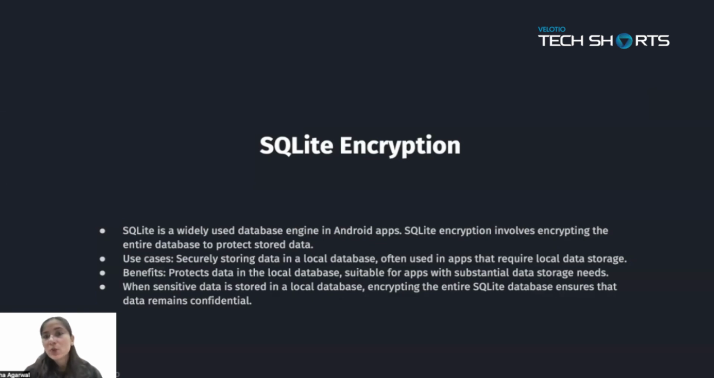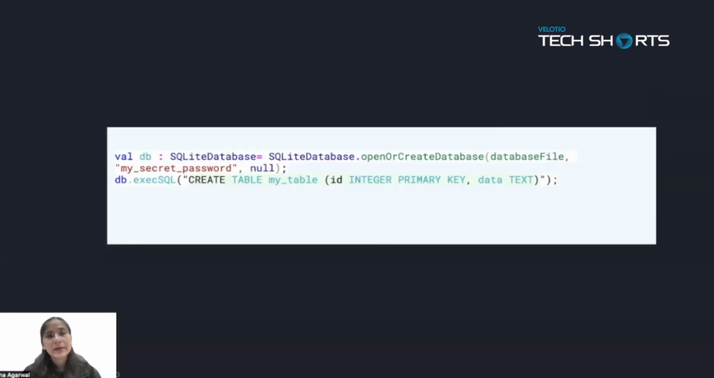And when sensitive data is stored in a local database, encrypting the entire SQLite database ensures that the data remains confidential. So again, here is a simple example for SQLite database encryption, where we are initializing a database called my secret, with a password, using the open or create database method. And then we are creating a table using the SQLite command.